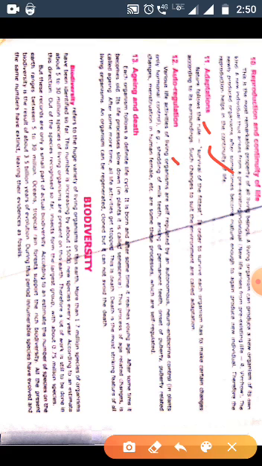Next is autoregulation, and aging and death. Aging and after that death. These are living characters. Okay. Now the remaining part we will teach you in the next part of the video.